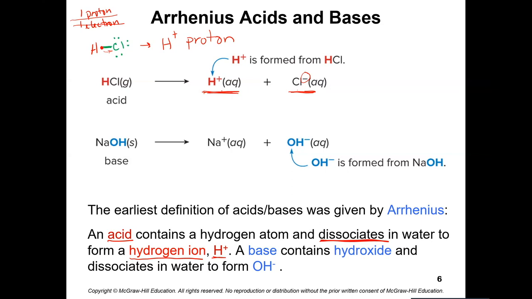Now let's look at the definition of a base according to Arrhenius. A base contains hydroxide. And that means that when it dissociates in water, it'll form OH- ion. So let's look at this one here. NaOH is going to be a neutral compound, an ionic compound. It's neutral, but it's also ionic. And when we put an ionic compound in water, it's going to dissociate into its constituent ions. It's going to dissociate into Na+ and OH-, which is a polyatomic ion that we have worked with. So for a base, if your compound has an OH in it, then this is going to act as a base by definition.